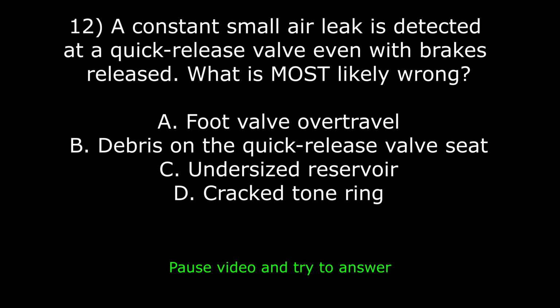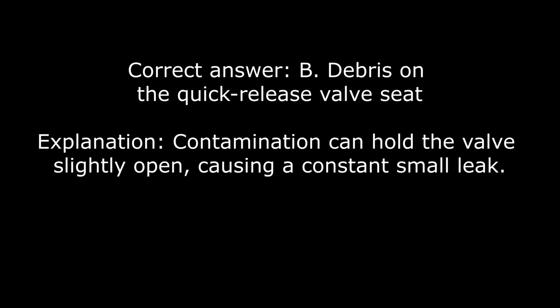What is most likely wrong? A. Foot valve over travel. B. Debris on the quick release valve seat. C. Undersized reservoir. D. Cracked tone ring. Correct answer: B. Debris on the quick release valve seat. Explanation: contamination can hold the valve slightly open, causing a constant small leak.